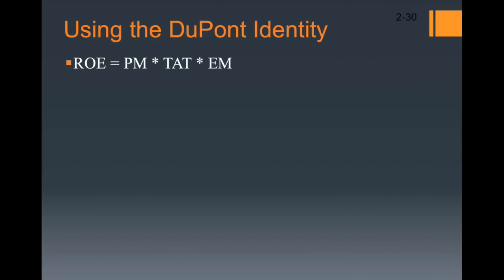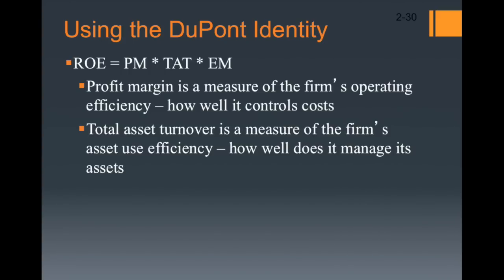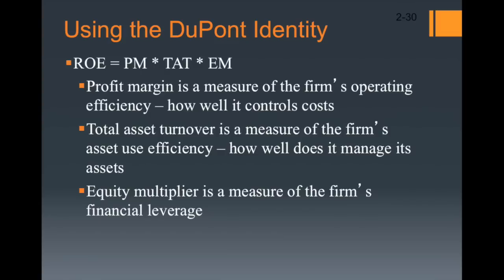Here's the full DuPont identity, that return on equity is equal to profit margin, net income divided by sales, times total asset turnover, sales divided by assets, times the equity multiplier, assets divided by equity. Now, the internal terms cross off and you end up with net income divided by shareholders' equity. But what's good about this ratio, it tells you what is contributing to profit margin. Is the total asset turnover contributing to ROE, or is it the equity multiplier that is giving a company a higher ROE?